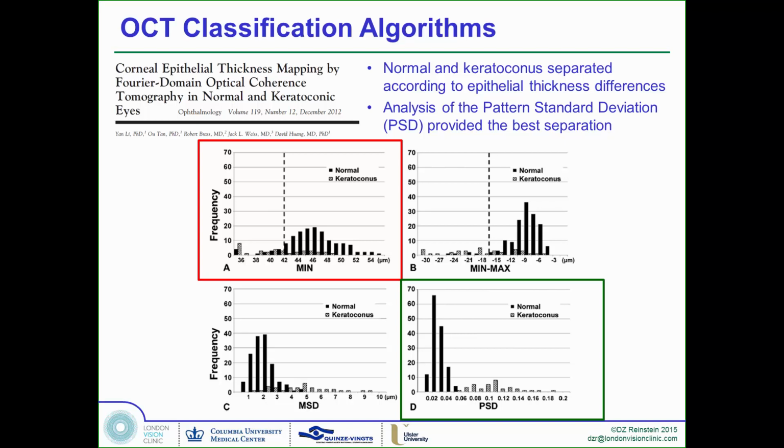Of course, we're not particularly interested in being able to separate normals from keratoconics because we've diagnosed the keratoconics, and so it's a circular argument. What we're interested in is being able to distinguish eyes that are not obviously keratoconic.